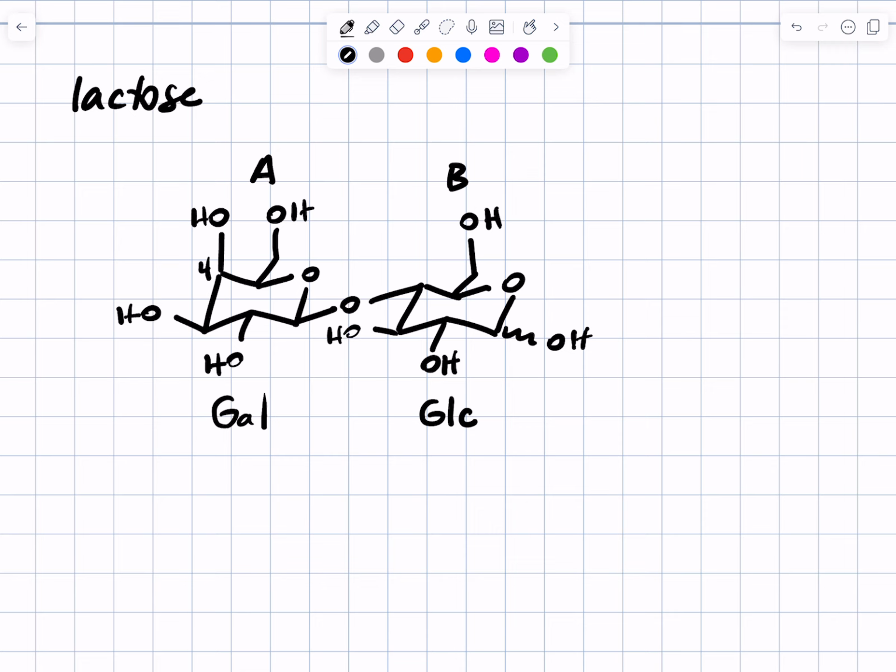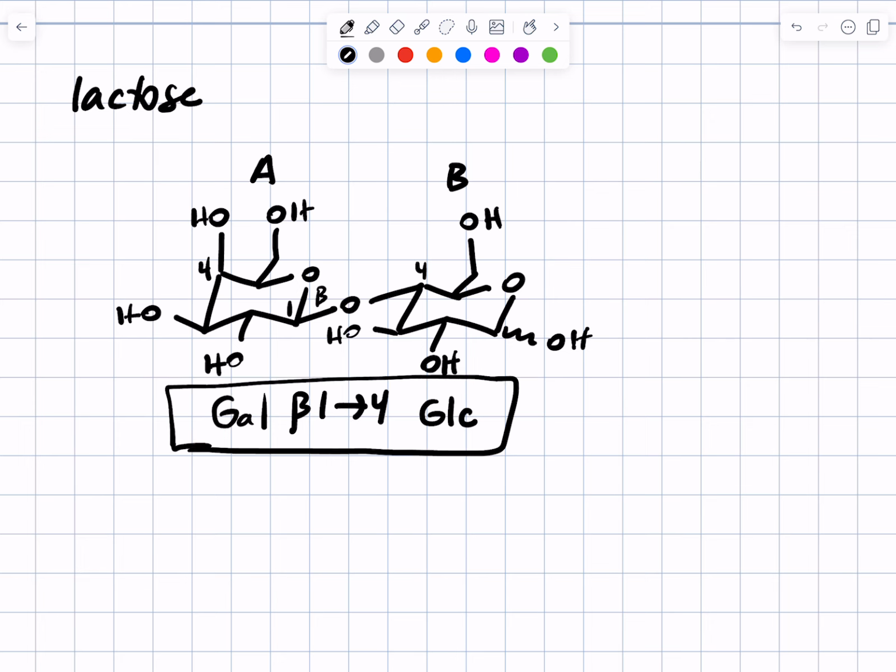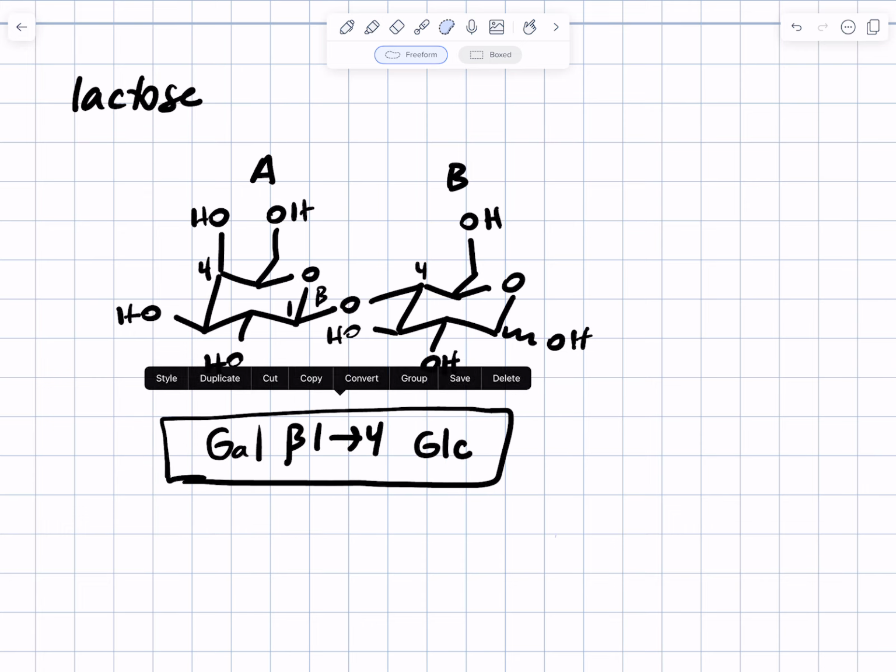Okay, what about the linkage between the two? What would you call that glycosidic linkage? Beta, because at C1 the group is up, so that's a beta configuration, and it links 1 and 4. And so sometimes people will write out the actual structure of lactose in this way. It's a galactose linked to a glucose via a beta 1,4 linkage.